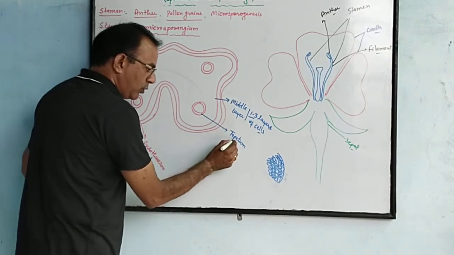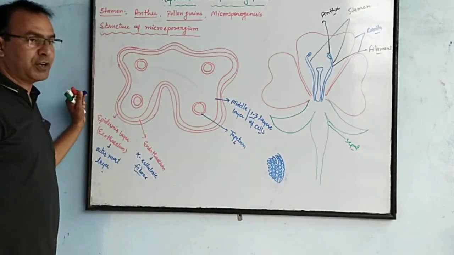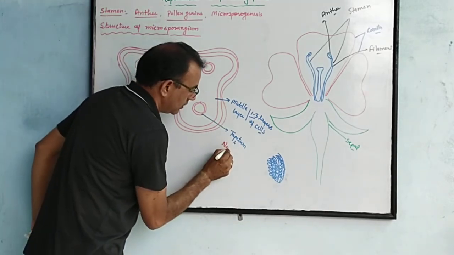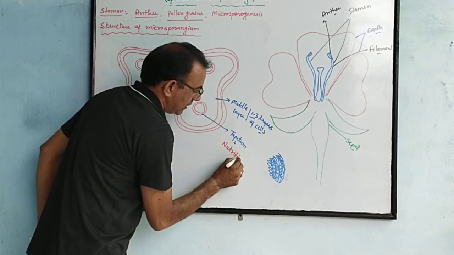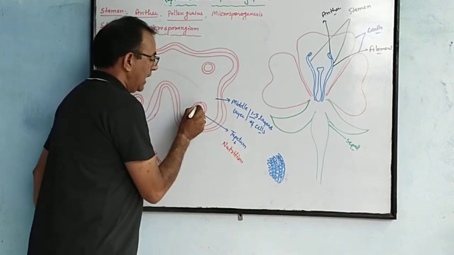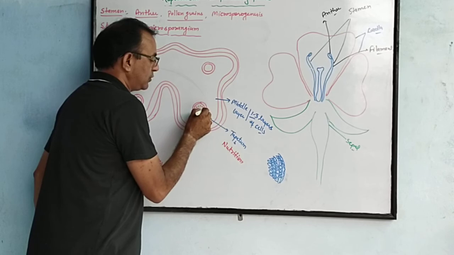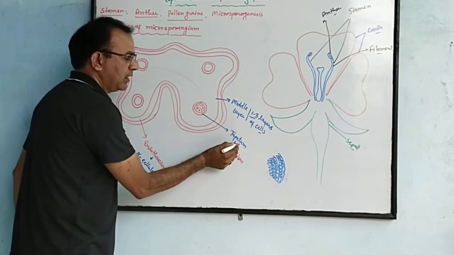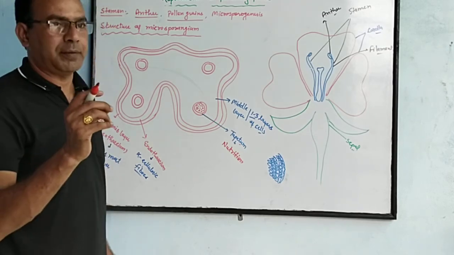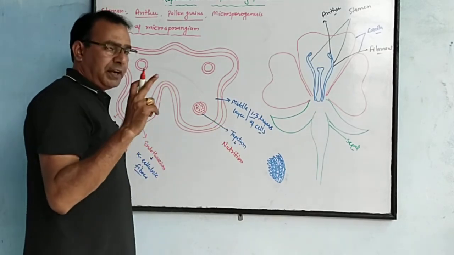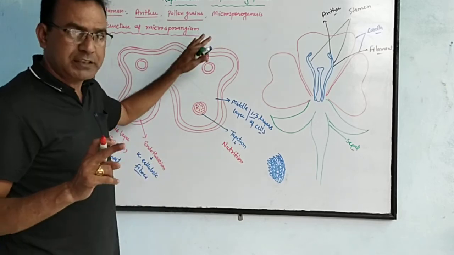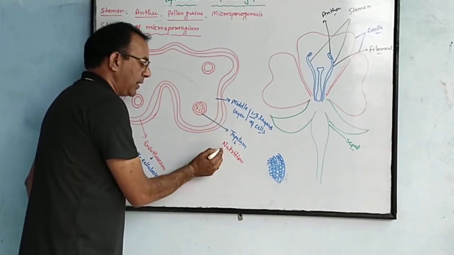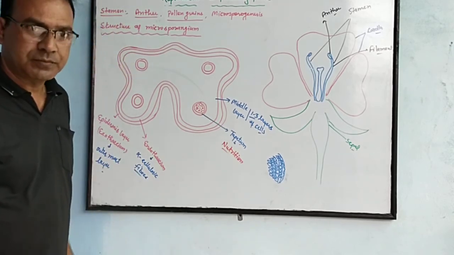And the last, innermost layer is known as tapetum. Very important role of tapetum: tapetum provides the nutrition, because this layer is present in the pollen sac, and in the pollen sac there are many immature pollen grains. These pollen grains take nutrition from the innermost layer, that is called tapetum. What is tapetum? It is the innermost layer of the microsporangium. This layer provides nutrition to the developing pollen grains.